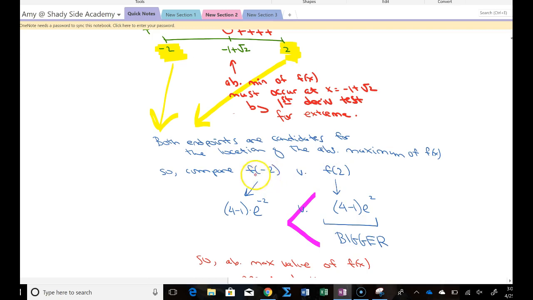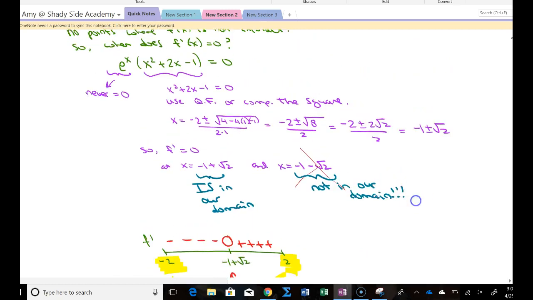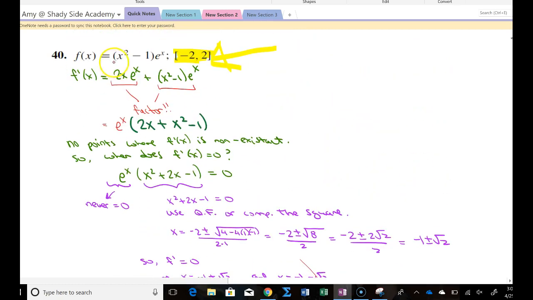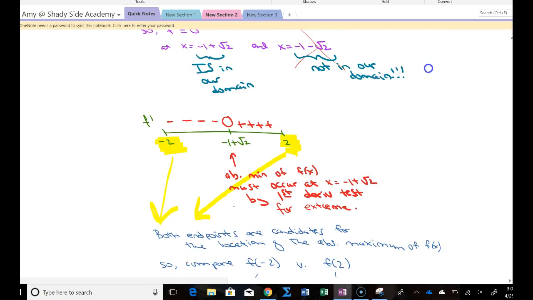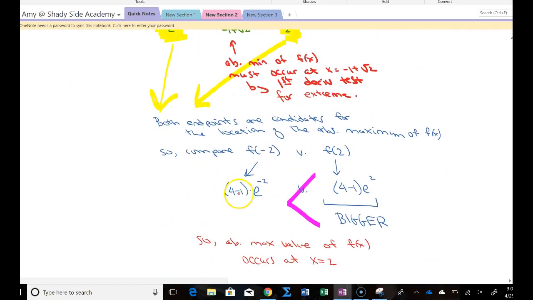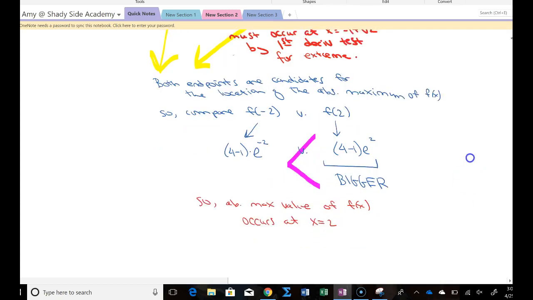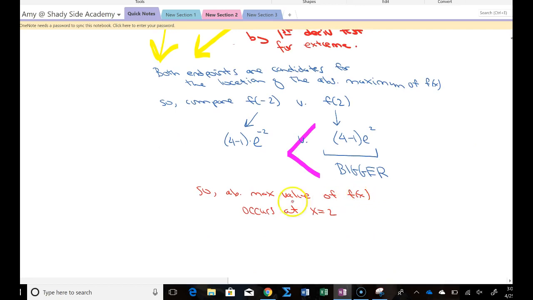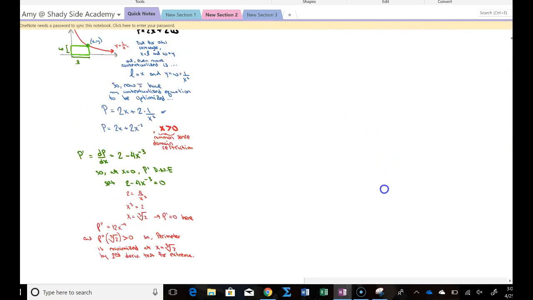F of negative 2, here is me just plugging negative 2 into f, the function. Where is it? Where am I? Right there. And if I do it correctly, and I shall, I get 3 times e to the negative second. Okay? And then f of 2 is 3 times e to the positive second. This is the obviously bigger number, so the absolute max value of f of x occurs at x equals positive 2.